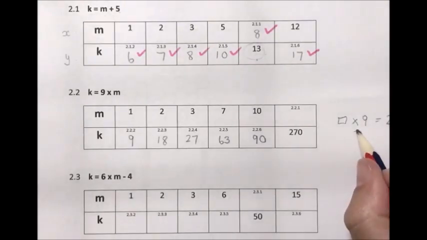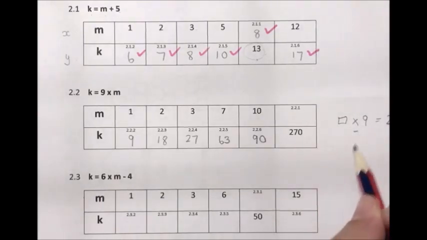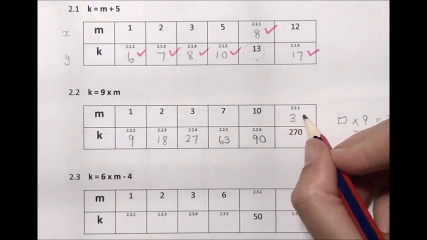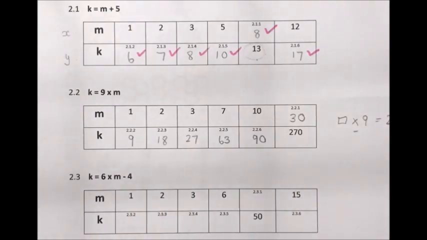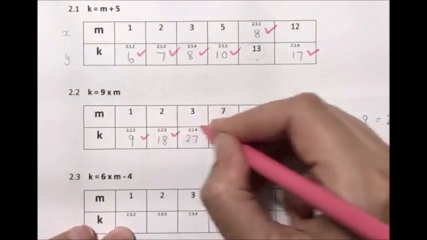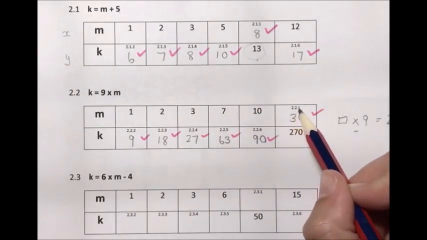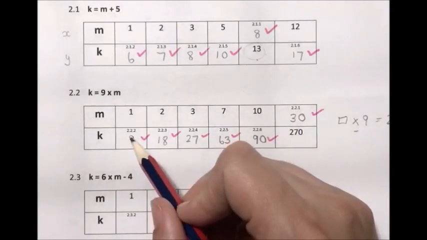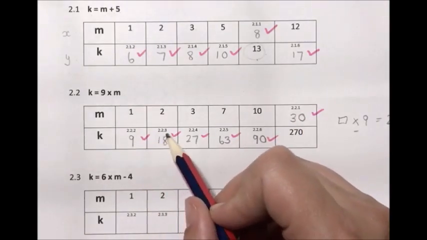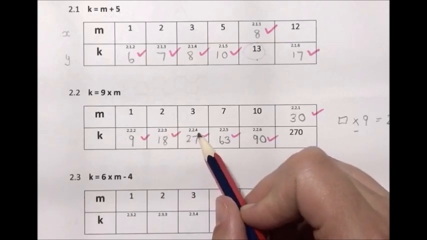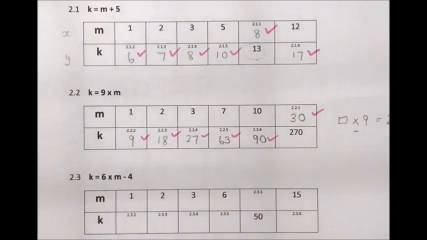So what is the inverse calculation of times by 9? You have to divide by 9. So 270 divided by 9 gives us 30. And you give yourselves 1 mark for each answer. Again, if you could not print out the worksheet, just make sure you've numbered 2.2.1, 30, 2.2.2, 9, 2.2.3, 18, 2.2.4, 27, and so forth.